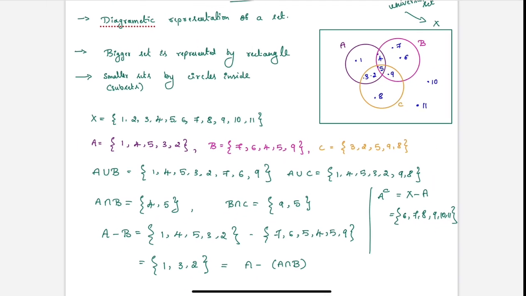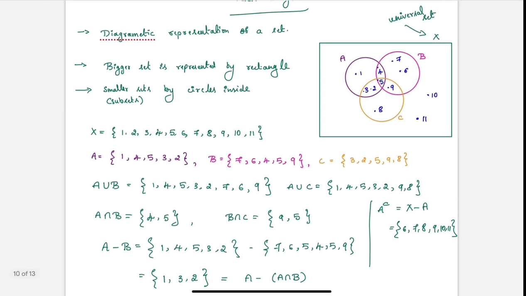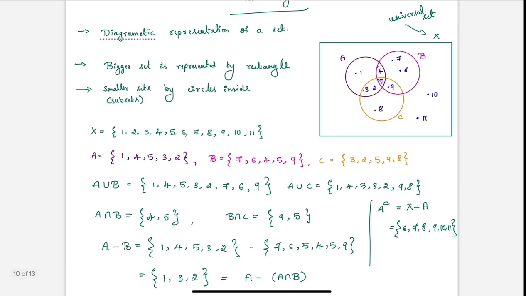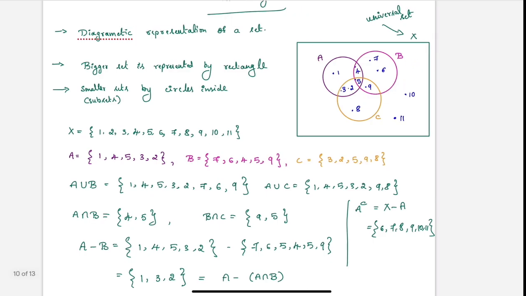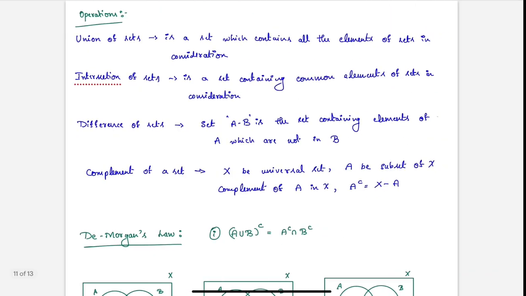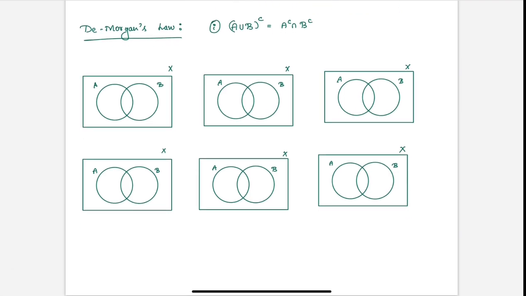Okay, so this is about the operations of sets. You have already seen how a Venn diagram is helpful in observing the operations. Next we will move on to two important properties. One is De Morgan's law, and the other is the distributive law. First we will study what De Morgan's law is. In fact, we can prove De Morgan's law using a Venn diagram.